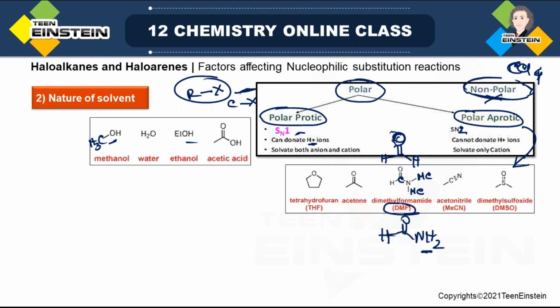So the short form and the full name, both you should know, because in questions these short forms are mostly used, like DMF or THF, but the actual structure and full name are also mentioned. Then MeCN, acetonitrile, this is a methyl group, and dimethyl sulfoxide, DMSO. All these are examples of polar aprotic solvents, which are mainly used for SN2.